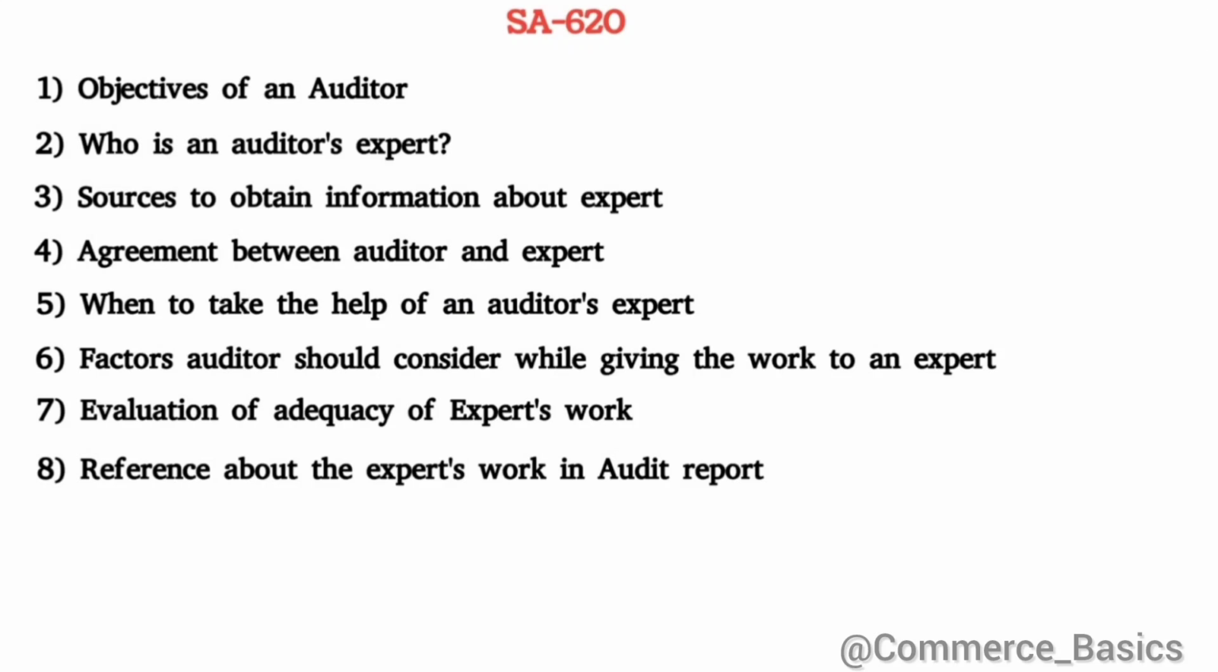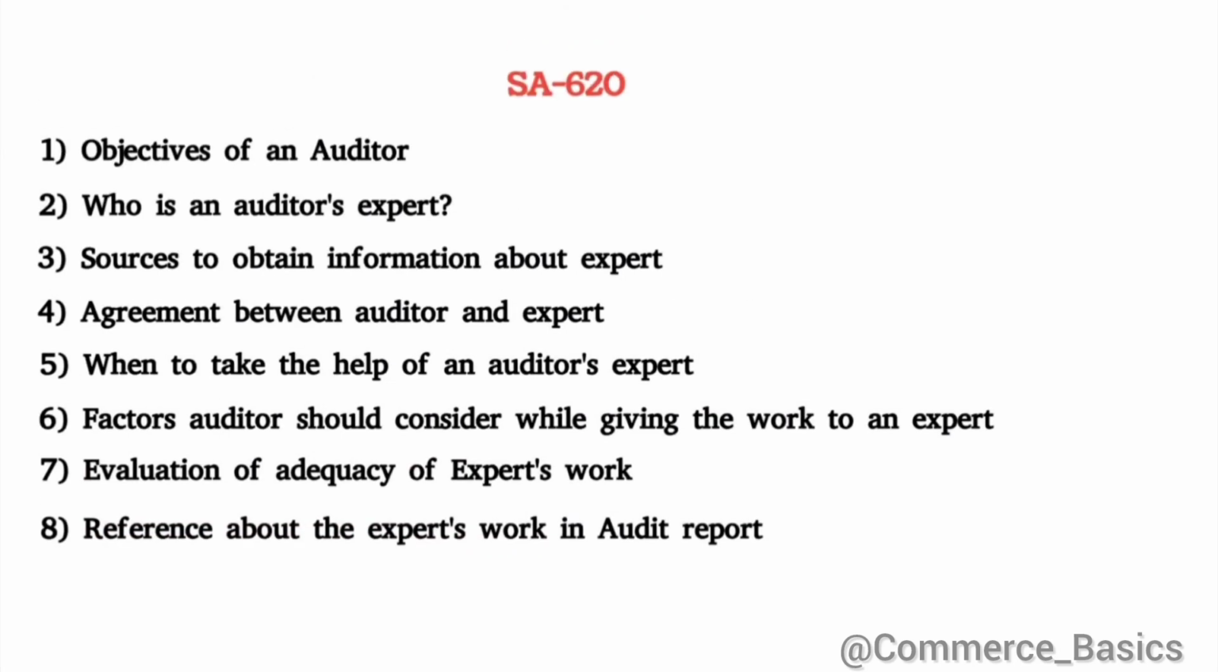These are the things which we are going to learn in SA 620. First, what are the objectives of an auditor, and who is actually an auditor's expert, and what are the sources we have to obtain information about the expert. In a few matters, the auditor and expert need to agree between them. What are those matters, and when do we need to take the help of an auditor's expert? What are the factors an auditor should consider before giving the work to an expert, and after completion of work by the expert, how should the auditor evaluate the adequacy of the work? And finally, in the audit report, whether the auditor can give the reference of the expert's work or not.